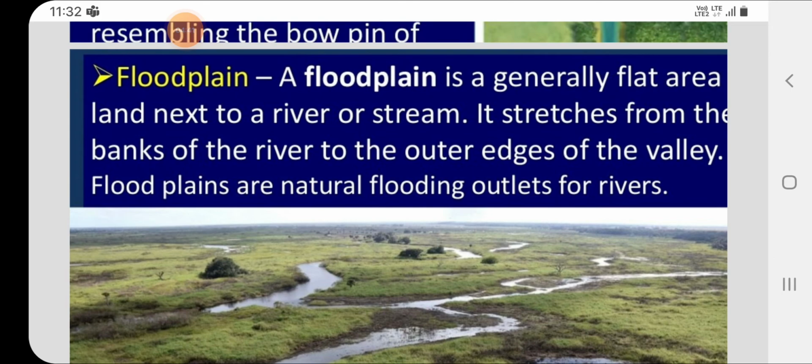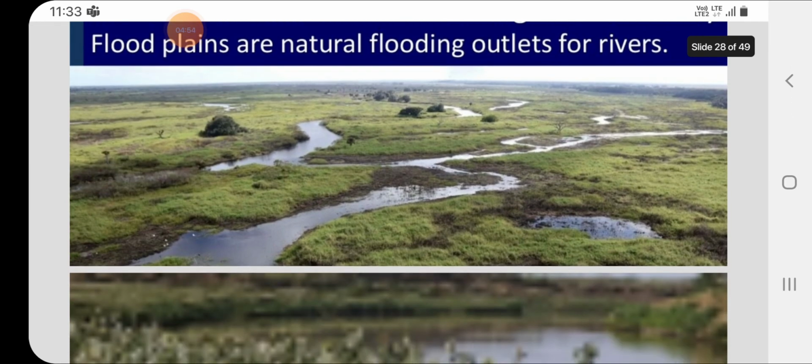A floodplain is generally a flat area next to a river or a stream. It stretches from the banks of the river to the outer edges of the valley. Floodplains are natural flooding outlets for rivers.